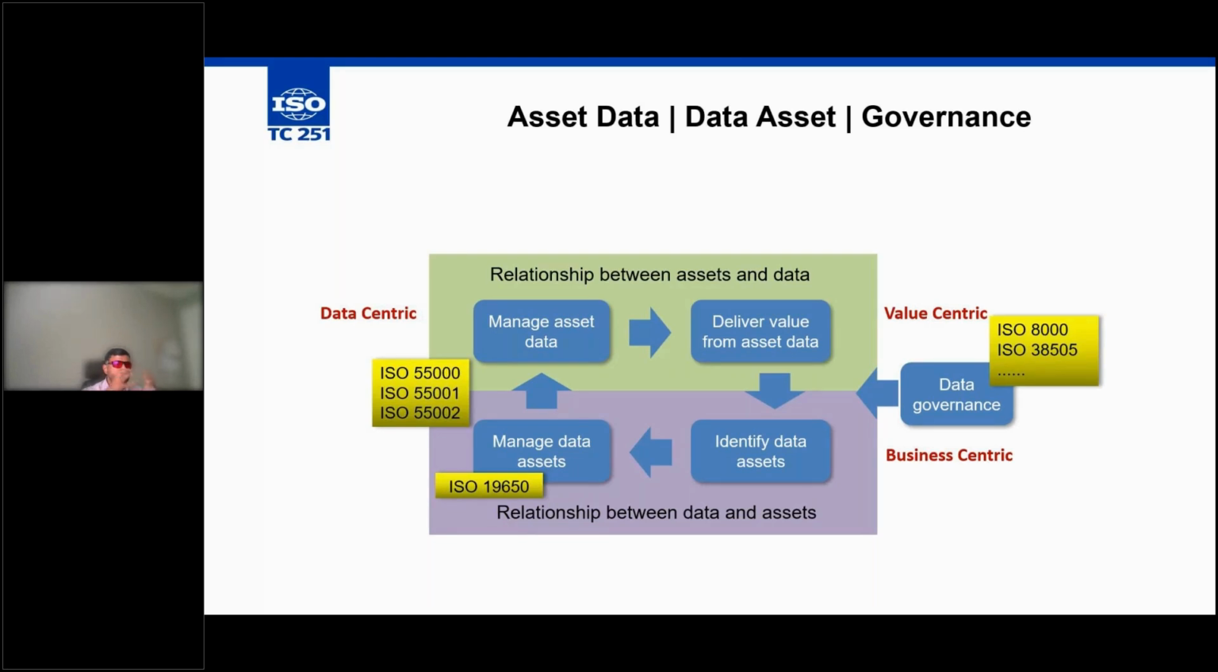You're trying to determine what's the value that we expect from our data. What are the outcomes we expect from our data that we own as an organization? Data governance is business centric. It focuses on the various aspects of, do we have the right governance structure, oversight, do we have the right value systems, or the right principles of how we would manage our data.